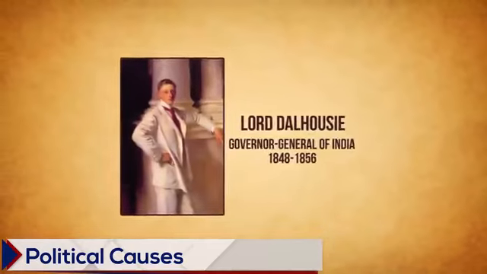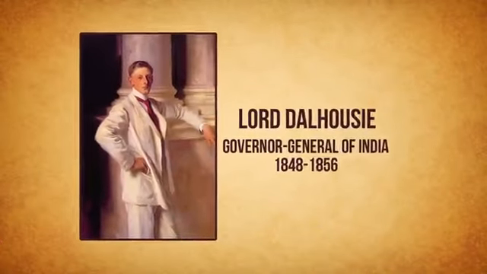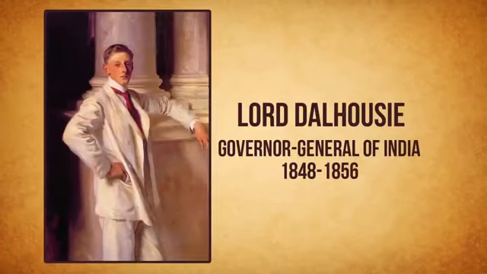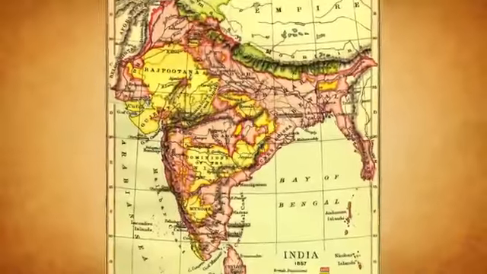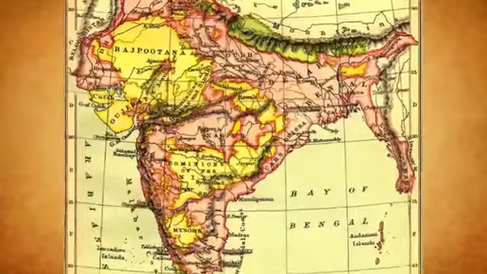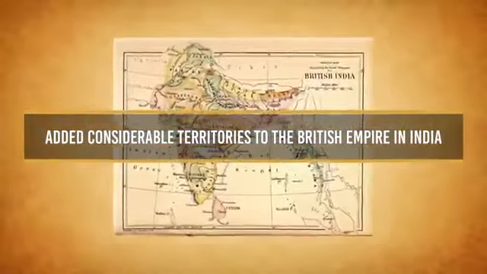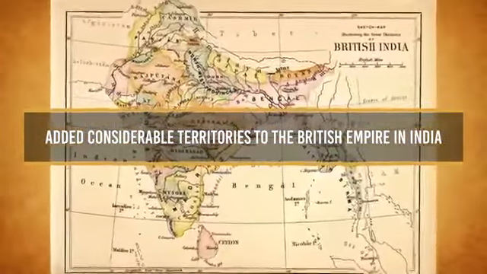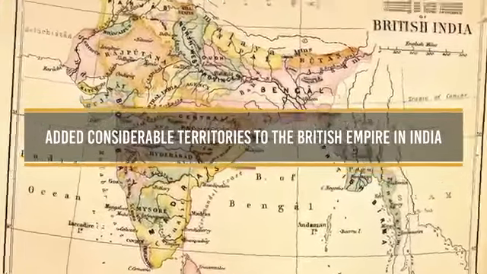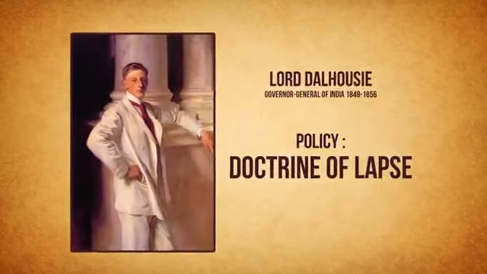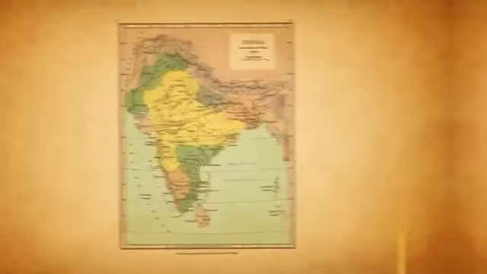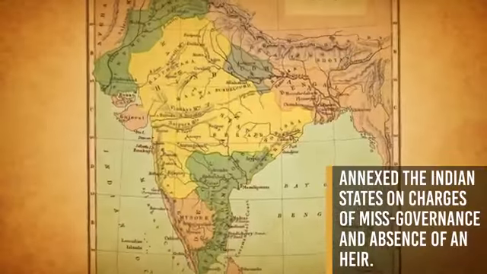Causes of the revolt. Political causes. Lord Dalhousie was the Governor General of India from 1848 to 1856. Under him, the British followed an expansionist policy in India. Dalhousie, through his policies, had added considerable territories to the British Empire in India. The policy of annexation reached its climax when he implemented the doctrine of lapse and annexed Indian states on charges of misgovernance and absence of an heir.